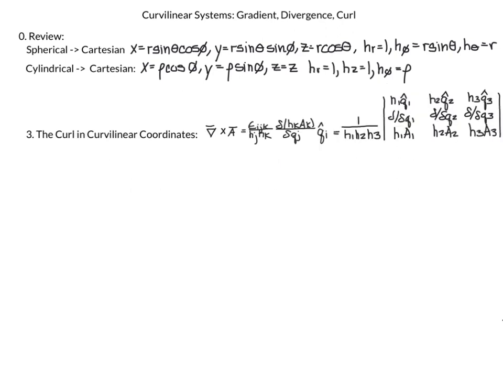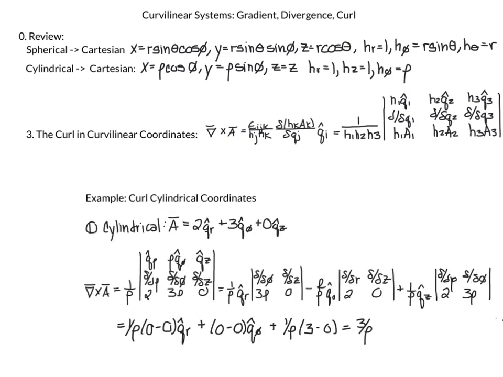The last function we have is the curl, and the formula I like to use is this determinant form because it essentially looks a lot like the regular curl formula, except first you divide by h1 times h2 times h3, and then on the top you need to multiply by the scaling factor, and also on the bottom you need to multiply by scaling factors. So now we'll use this curl definition on cylindrical coordinates. So we're going to use that on the vector 2 in the r direction, 3 in the phi direction, and 0 in the z direction.